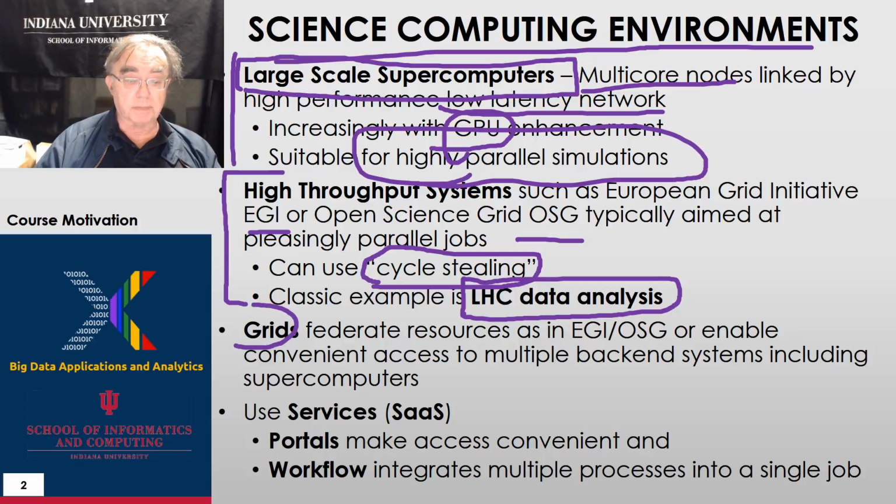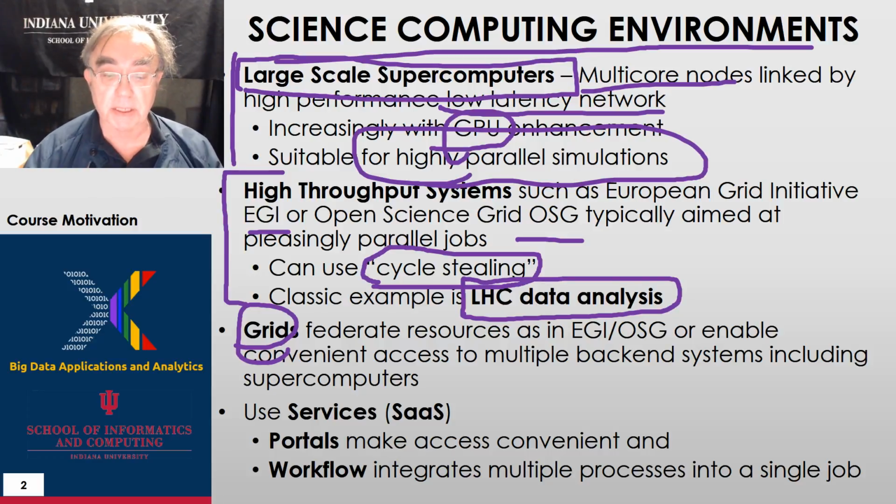Then we have grids. Grids, by definition, are distributed systems. They take resources such as those of OSG and EGI across the world and federate them together to harness multiple computers to solve not a closely coupled parallel job, but typically lots of jobs with a similar goal, just as lots of jobs analyzing data from the Large Hadron Collider, where the detailed, compute-intensive analysis is largely independent.